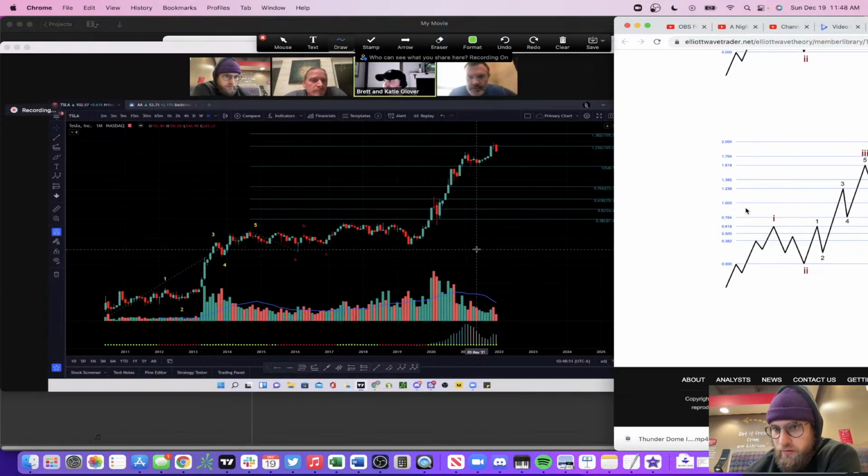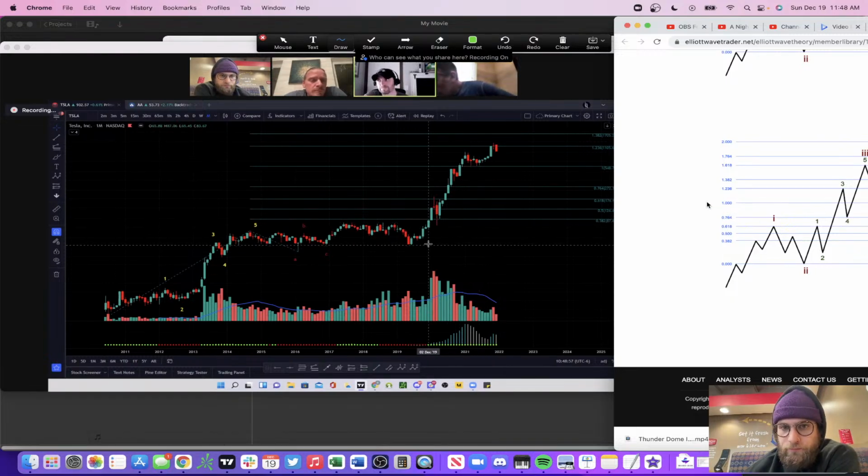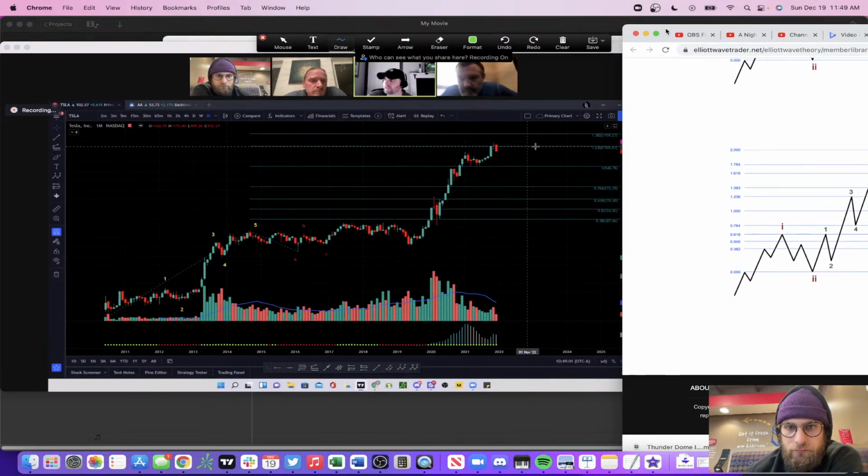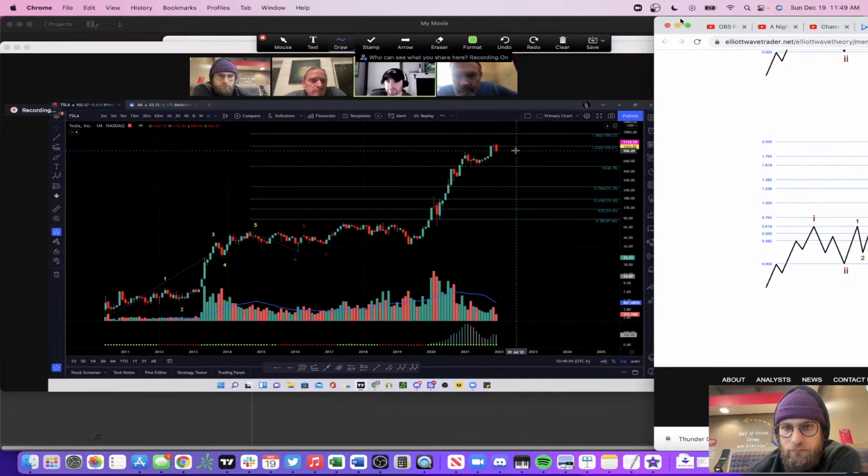All right, wait. So now if we trade to the 236, we should trade back down to the 764. Yep. Now here's what I was saying before we started recording. What I'm noticing on higher time frames like this is these fib targets act really nicely as targets and resistance.